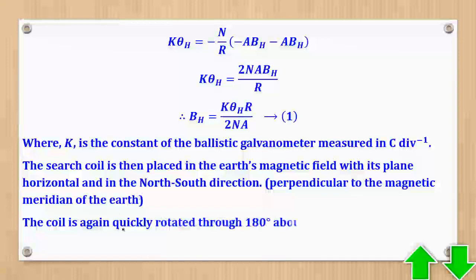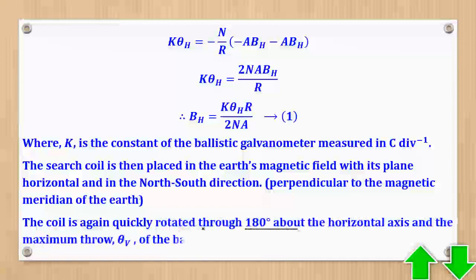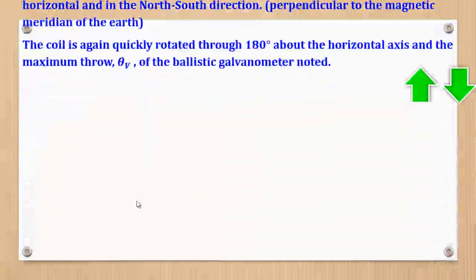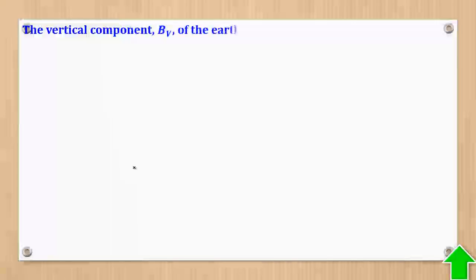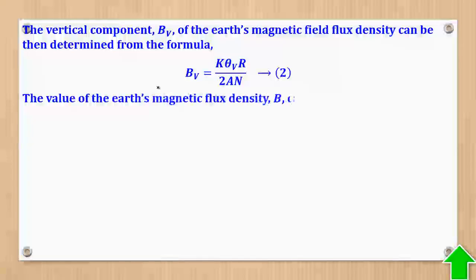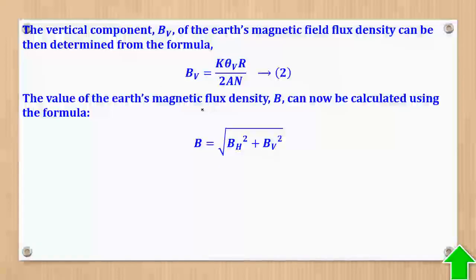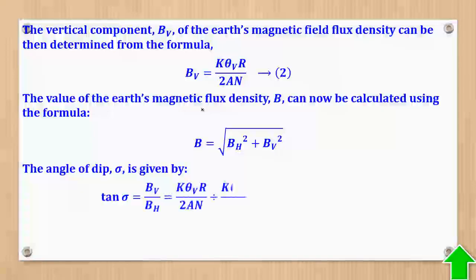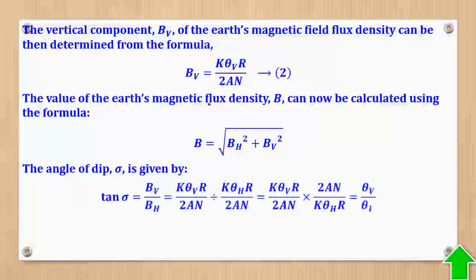So the coil is again quickly rotated through 180 degrees, and the maximum throw theta V is noted. So the vertical component will now be given by BV equal to K theta V R over 2AN. And the value of the Earth's magnetic flux density can be got by Pythagoras theorem. Also, the angle of dip will be given by BV over BH. But we know BV and we know BH.